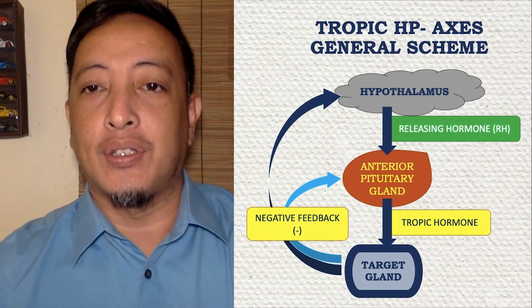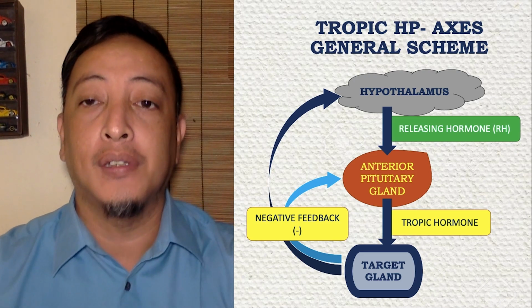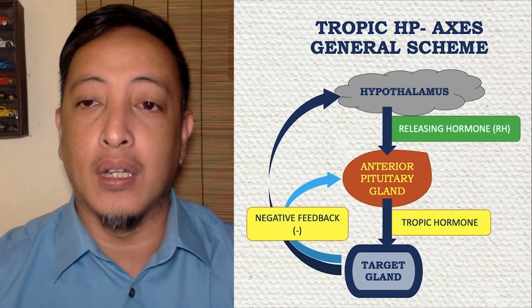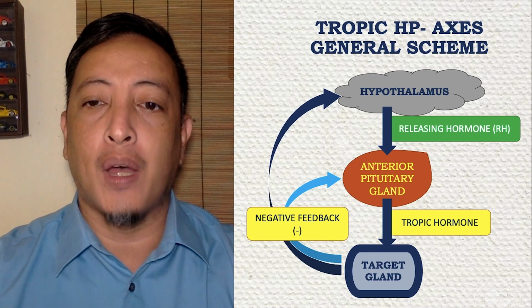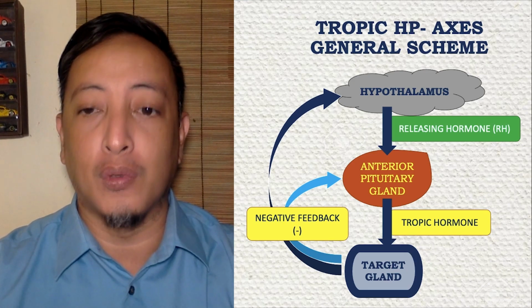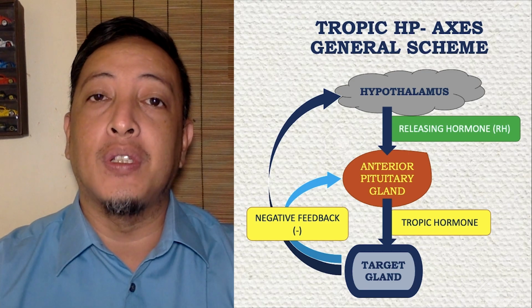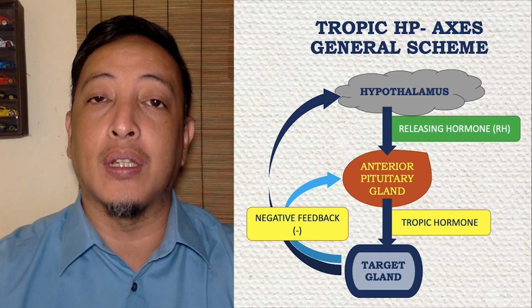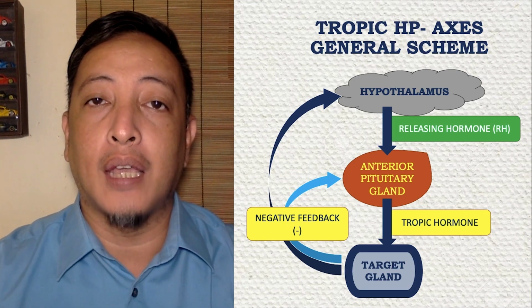This diagram is the typical tropic HB axis, and it shows that the hypothalamus releases the releasing hormone to the anterior pituitary gland, which in response releases its tropic hormones to certain target glands. The product of these target glands are then released and serves as the negative feedback going towards the anterior pituitary and the hypothalamus.